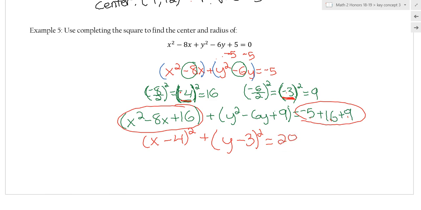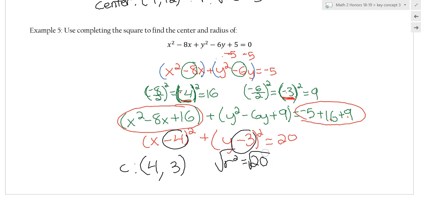Now we can pull out our center and our radius. Center is +4, +3. And then r squared equals 20. When I take the square root, 20 is not a perfect square. The square that goes into it is 4, though, and the square root of 4 is 2. 5, I cannot take the square root. So my radius is 2 square root 5. All right, go ahead and flip the page.